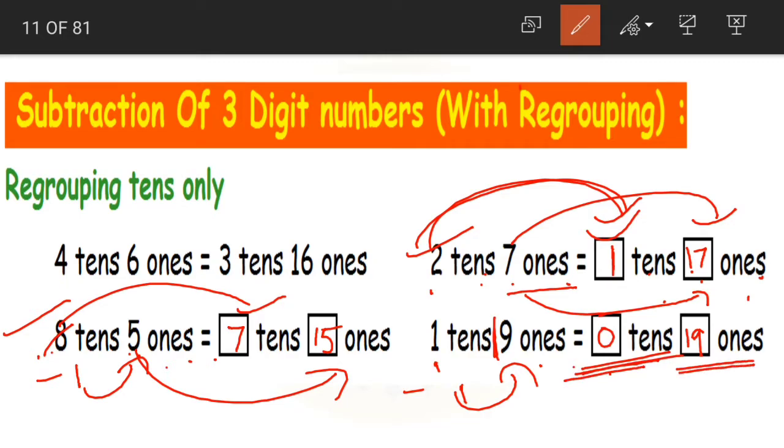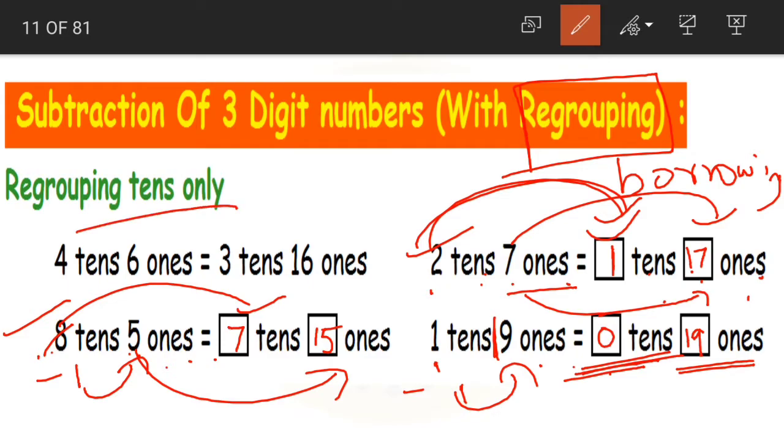What is this children? This is regrouping, nothing but what we all know, borrowing. Yes, this is nothing but regrouping or borrowing from tens. Here what did we do? We borrowed from tens place.